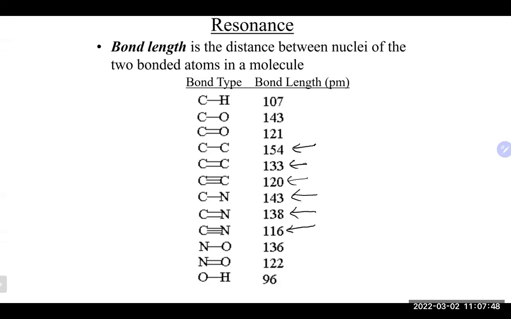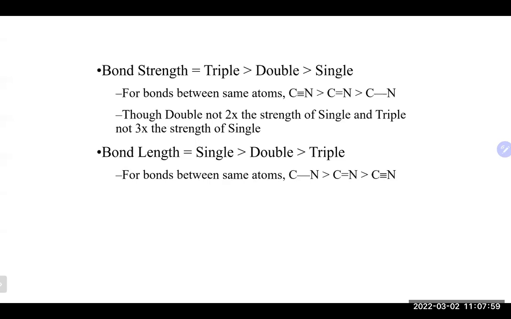Nitrogen is 143 for a single bond, gets smaller, 138, and even smaller in terms of a triple bond. And that does have an effect on bond strength. So in terms of bond strength, a double bond is stronger than a single bond, and a triple bond is stronger than a double bond. They're not like 3 times as strong or anything like that, but it is in relationship to it.